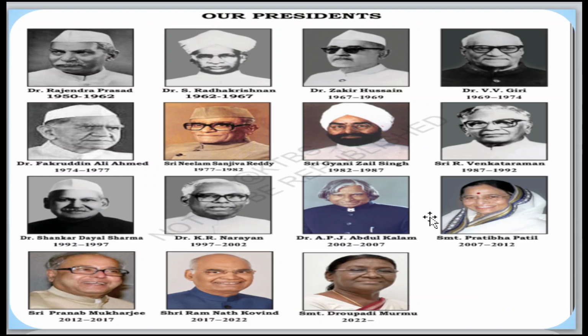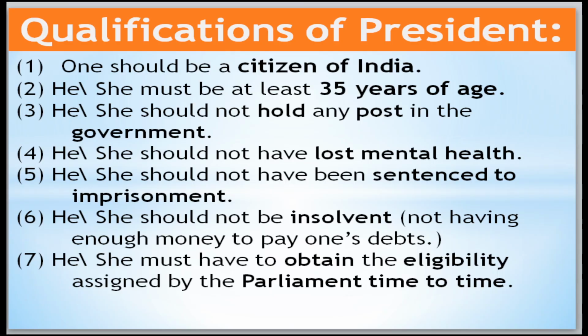First is Pratibha Singh Patil, and now it is Draupadi Murmu. Now come to the qualifications. One should be a citizen of India. He or she must be at least 35 years of age. He or she should not hold any post in the government. He or she should not have lost mental health. He or she should not have been sentenced to imprisonment. For the remaining, only the age is different. Here it is 35 years.